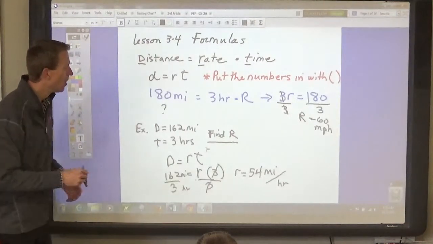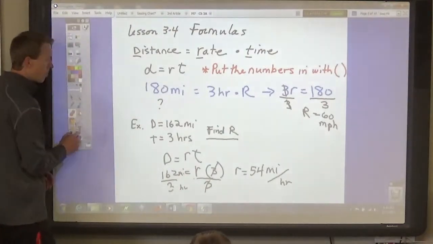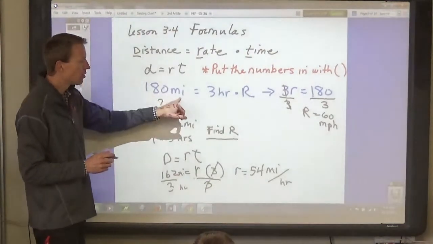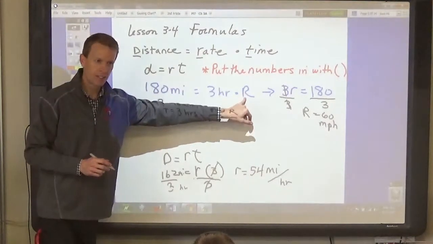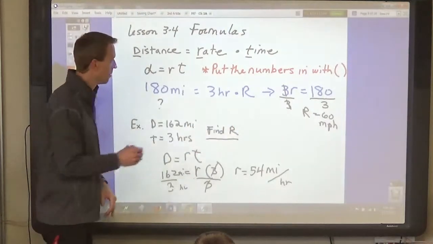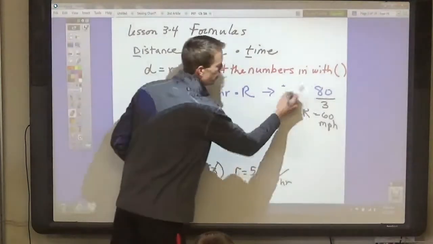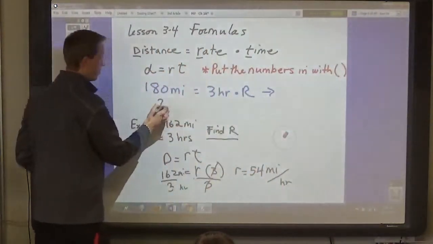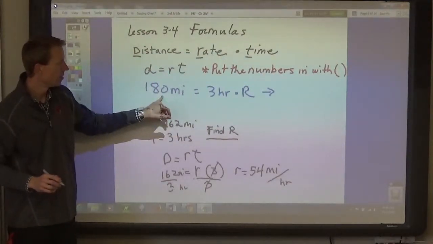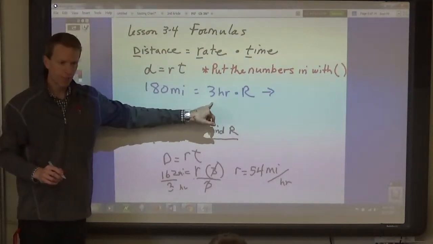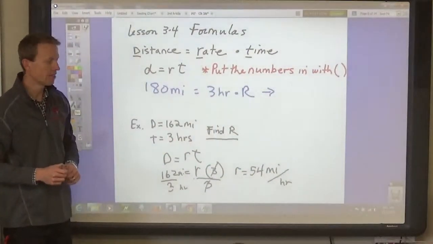Okay? Now, what if we have a situation like this, where we know how many miles you've gone, but we don't know the rate, but we know the time. So let's look at this. Let me take you through this one. So we know that you've gone 180 miles and traveled for 3 hours. How do you use the formula to find the rate?